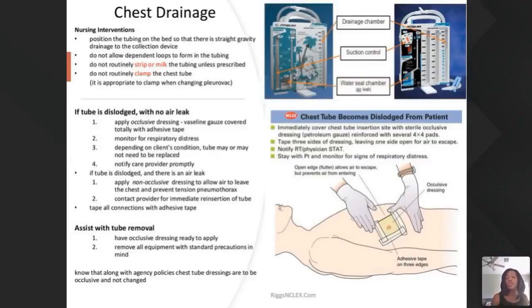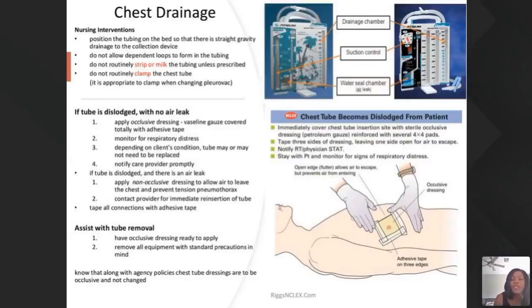So the patient may need a chest tube for a number of reasons: air puncture, fluid in the lungs, collapsed lung, a number of reasons why they may need a chest tube. Okay, there's an NCLEX question on the tube dislodging. For these questions on the NCLEX with the dislodged tube, pay attention to whether the tube is coming out of the patient or out of the device, because it matters, okay?